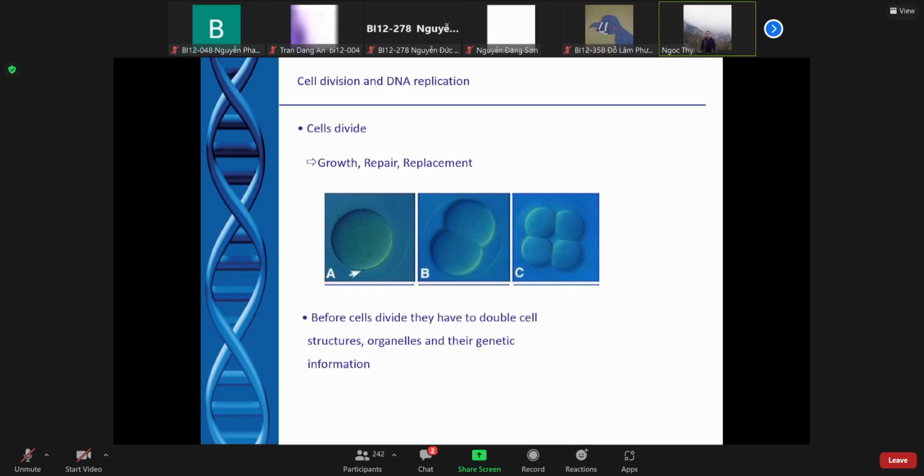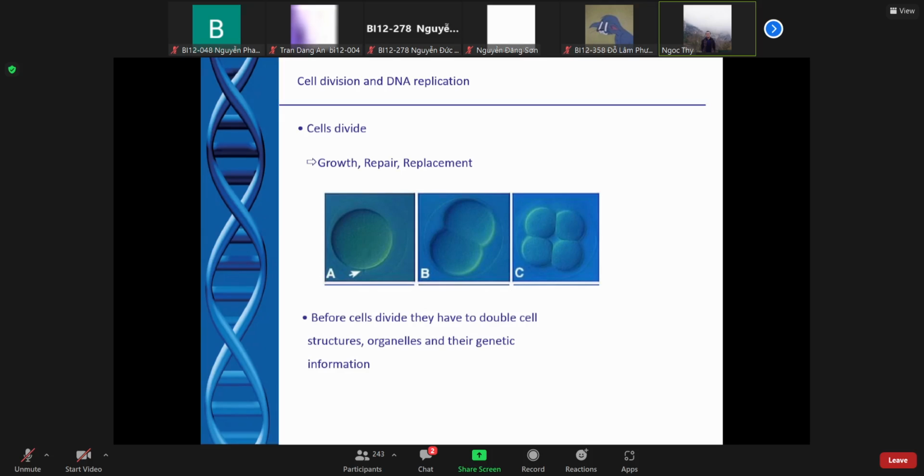Cell division is necessary for many steps when an organism grows and develops, and when special tissues or special cells need to be replaced because of damage, or maybe because the cell was too old, so it needs a replacement.